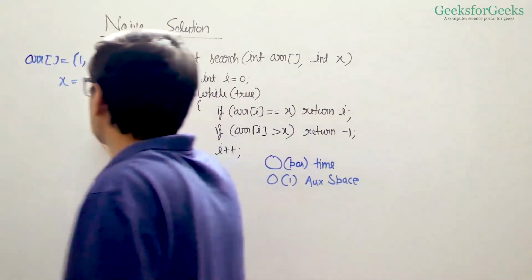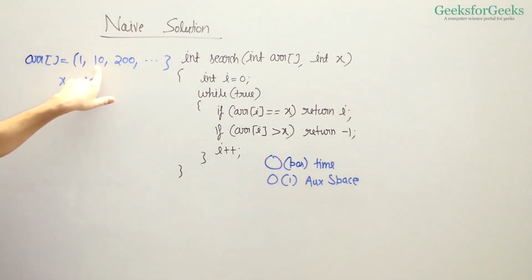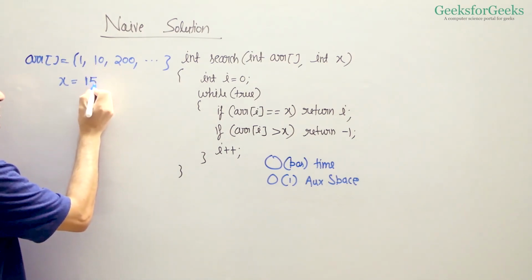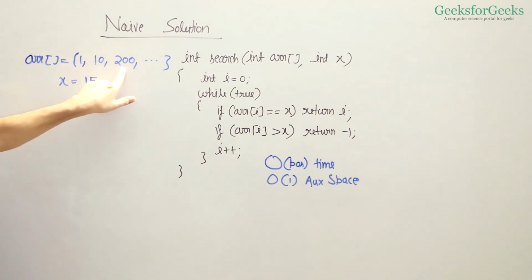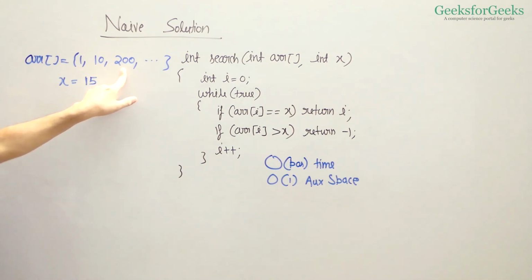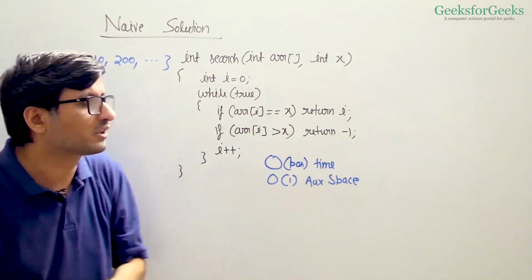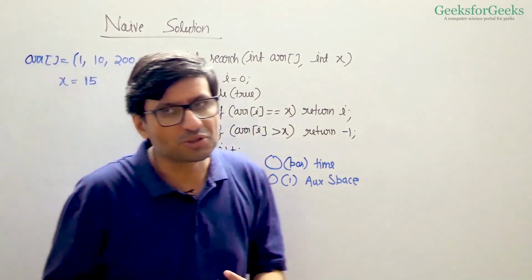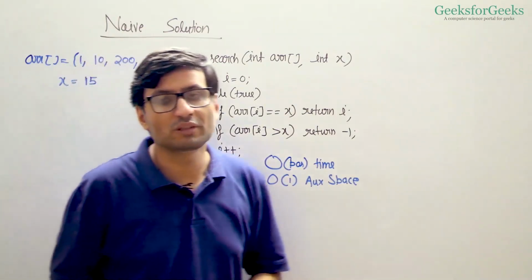Let's understand this with this example. Say I'm searching for 10. So I'll begin from here. I'll come here. It's equal, so I'll return. Say I'm searching for something like 15. So what will I do? I'll compare with this, not equal. Compare with this, not equal. But these two elements are smaller. When I come here, it's not equal and this element is greater, right? So it means 15 is not present. So I'll return -1. So this is a naive solution and it has time complexity as big O of position and auxiliary space is big O of 1.